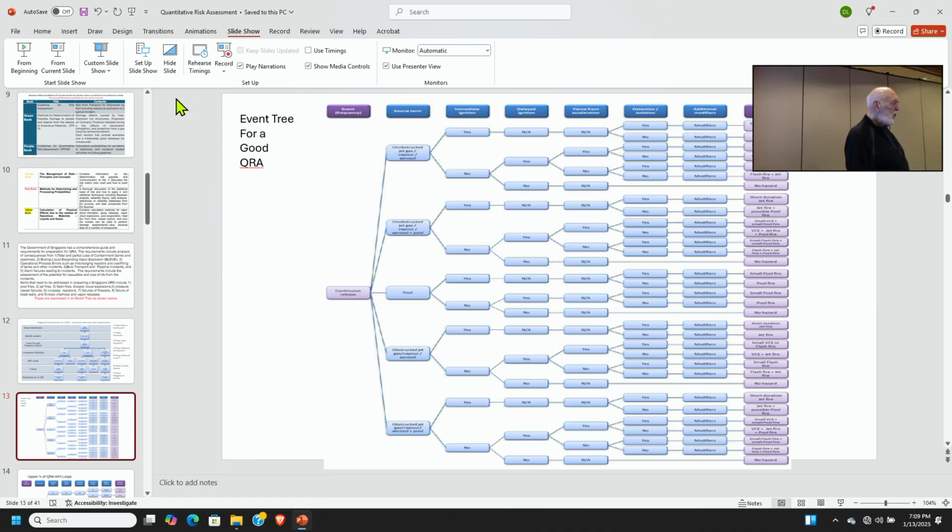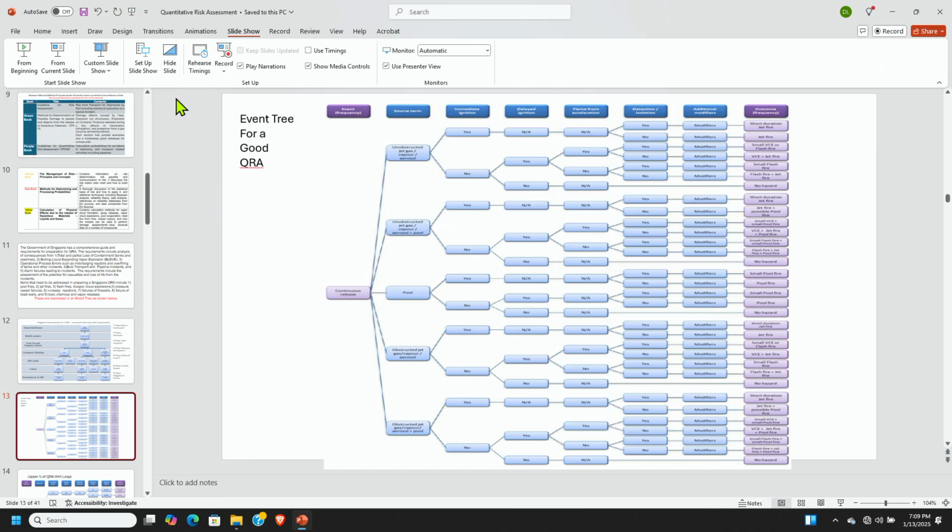This is the full QRA list from Singapore. And like I say, it's rather extensive. I've cut this down in size so it's a little more readable. The one at the very left is the top event.